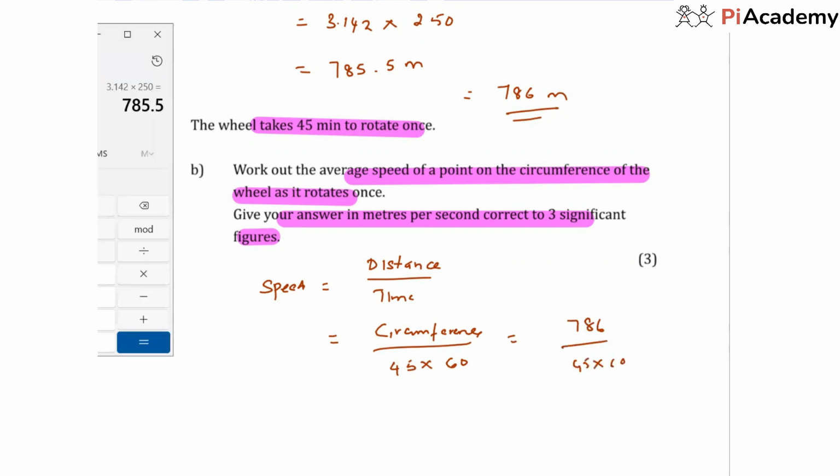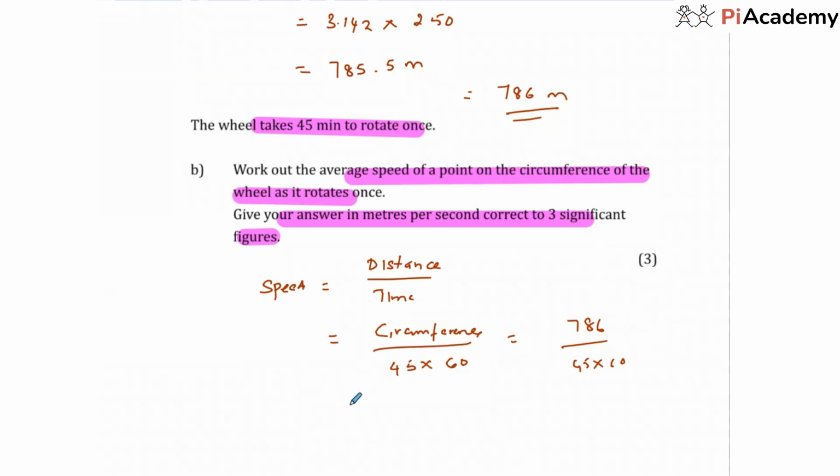786 divided by 45 times 60. Okay, it is 0.29 meters per second.